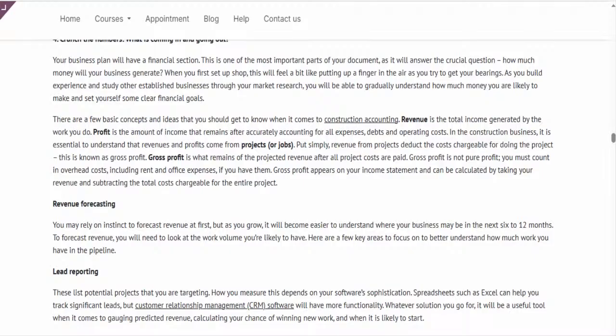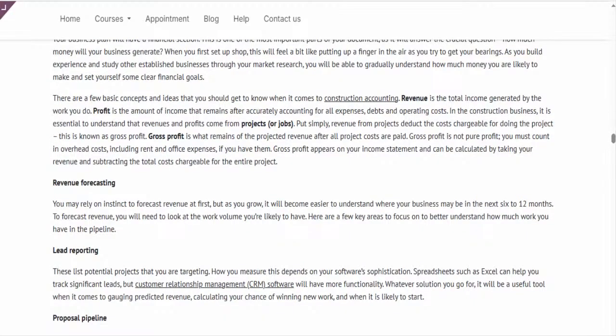Revenue forecasting. You may rely on instinct to forecast revenue at first, but as you grow, it will become easier to understand where your business may be in the next 6 to 12 months. To forecast revenue, you will need to look at the work volume you're likely to have. Here are a few key areas to focus on to better understand how much work you have in the pipeline.